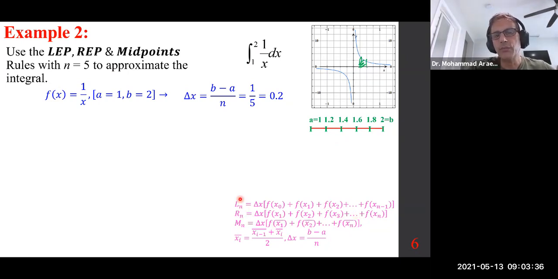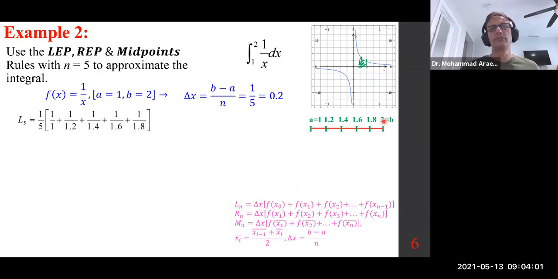Now, if you look at the left endpoints, we have delta x times f of x of 0. So f of what? Look at the left endpoints. If you look at the dots, you have tick marks: 1, 2, 3, 4, 5, 6. For the left endpoints, use all of them except the last one, b. The function is 1 over x. So 1 over 1, 1 over 1.2, 1 over 1.4, all the way to 1.8, and you write it with a bunch of decimals. If they don't give you, you put many, many decimals.